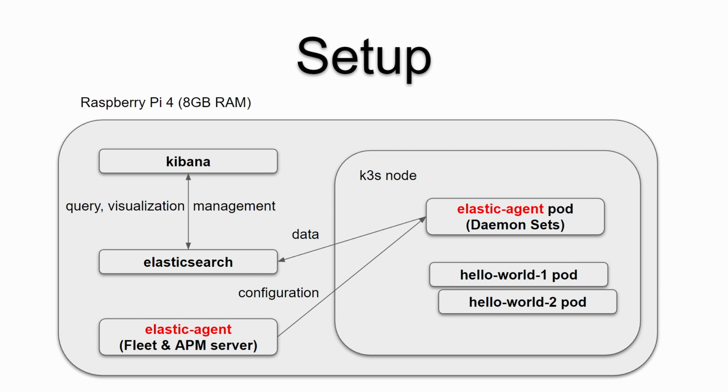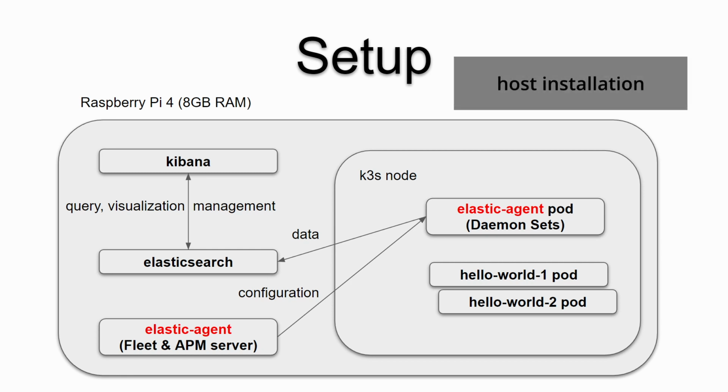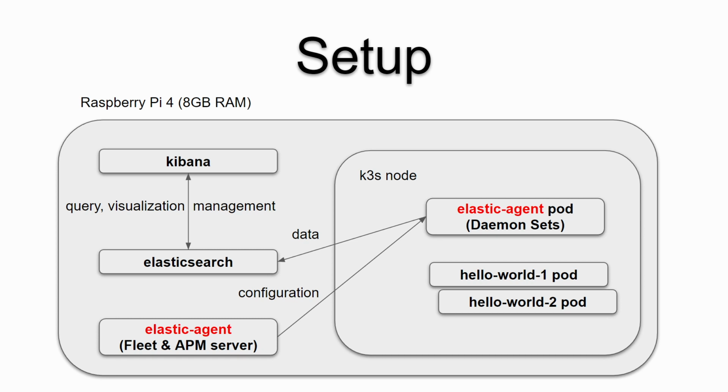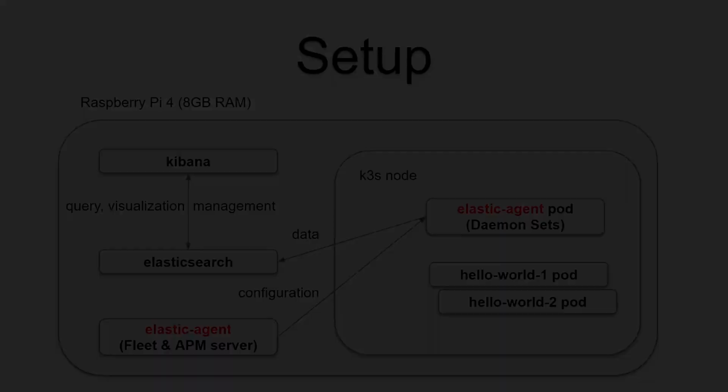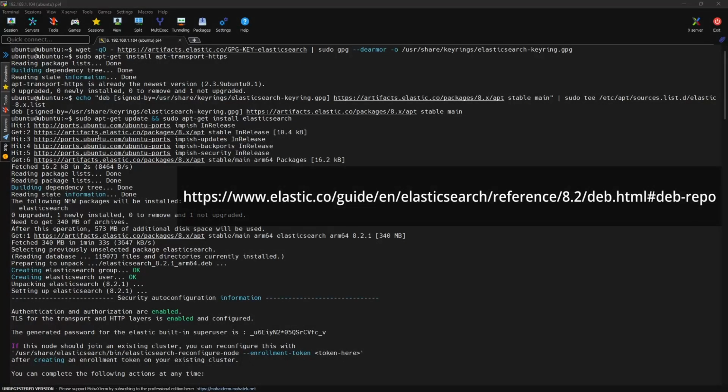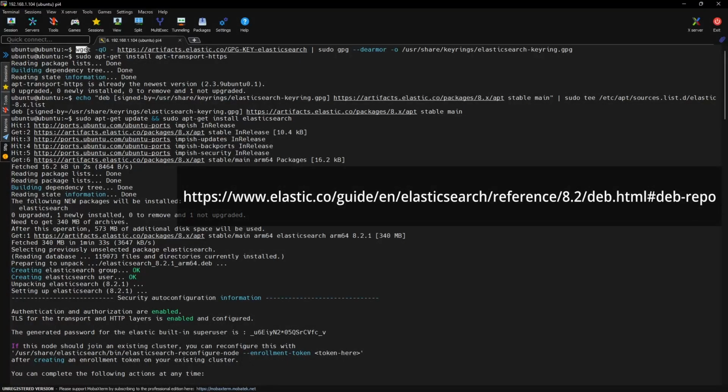In this tutorial, we will install to our host Elasticsearch database, Kibana for querying our data and visualizing them, and Elastic Agent as a fleet and APM server. Then we deploy Elastic Agent as a daemon set to our Kubernetes cluster for collecting data. Let's start with the installation of Elasticsearch.